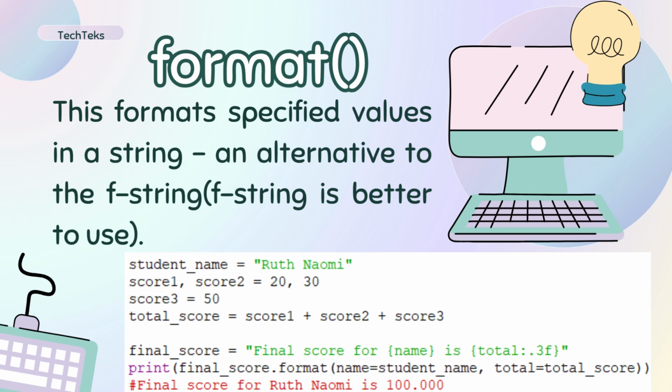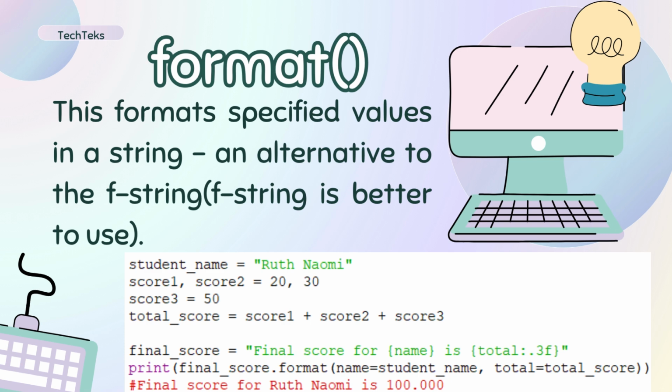Now the format method formats specified values in a string. It's an alternative to f-string, but I think f-string is way better to use, personally. Now, let's say we have a variable called student_name and we have inside it Ruth Naomi, and we've got score1 and score2 equals 20 and 30.